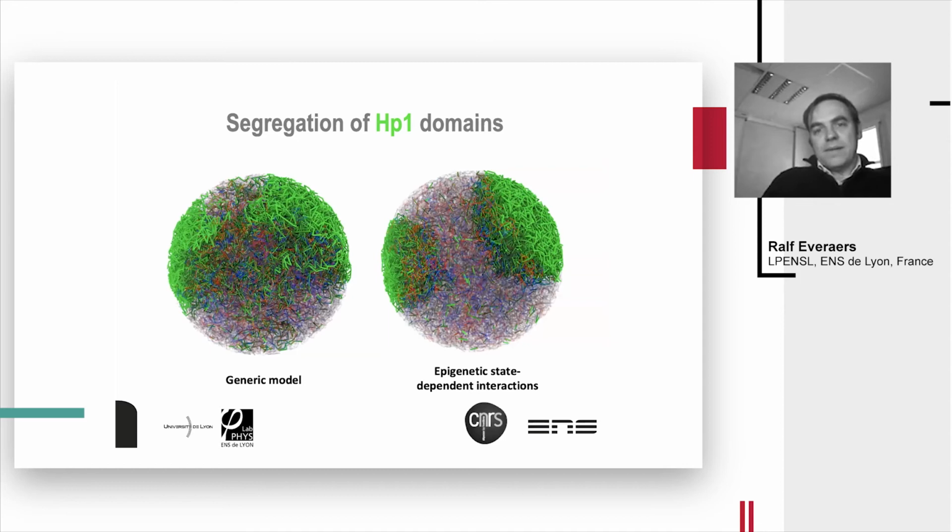So what this says is, it is very reasonable to assume that these HP1 domains, the heterochromatin, segregate from the rest of the chain. So you can really see this very well.